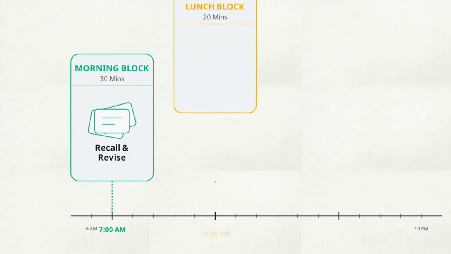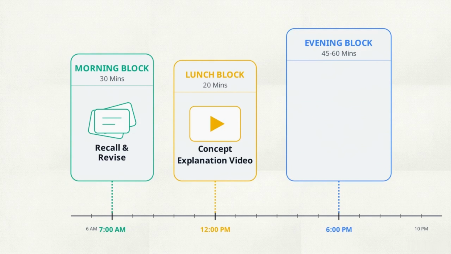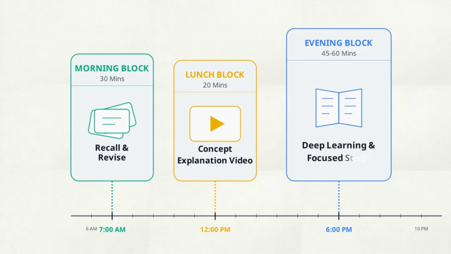Next, secure a 20-minute window during your lunch hour. Dedicate this block to watching a single short concept explanation video. Finally, block out 45 to 60 minutes in your evening. This is your deep, distraction-free, focused study session.